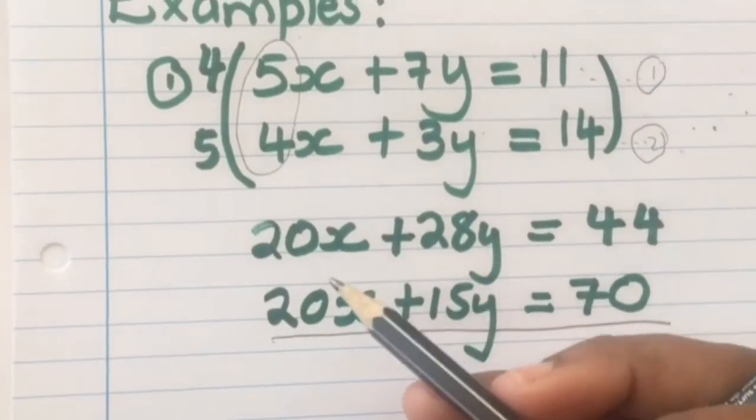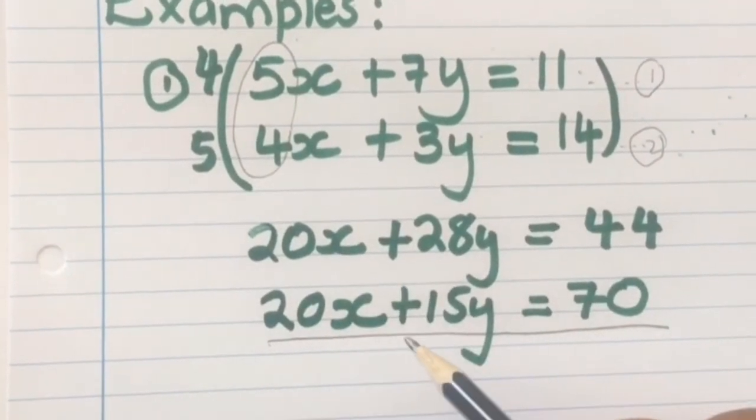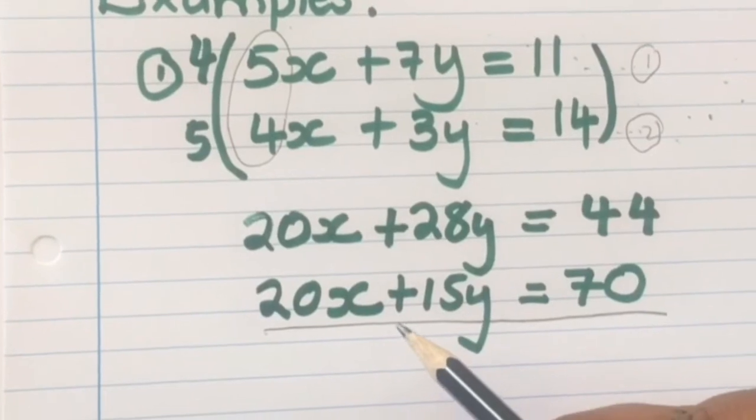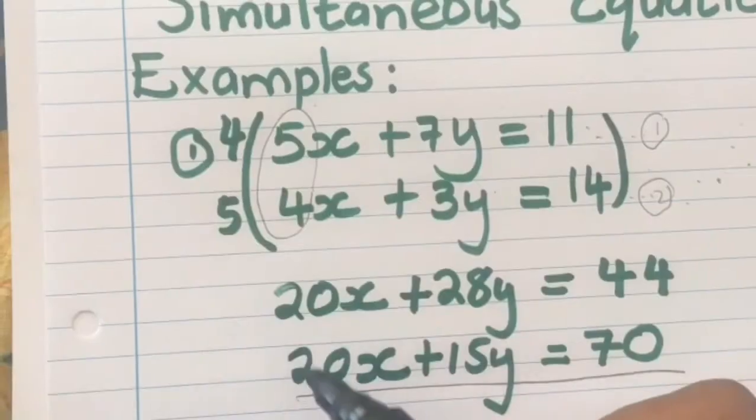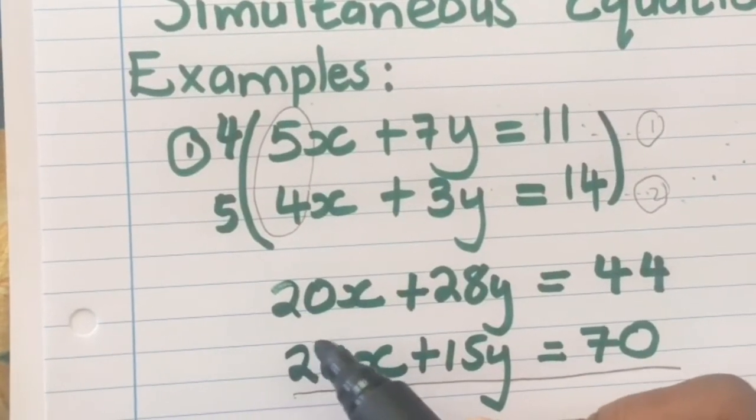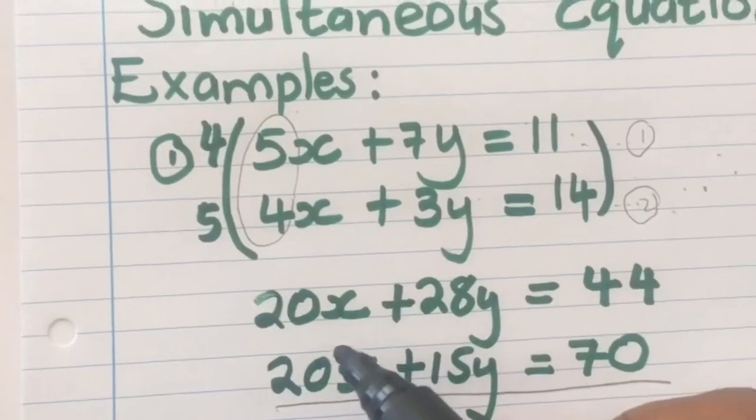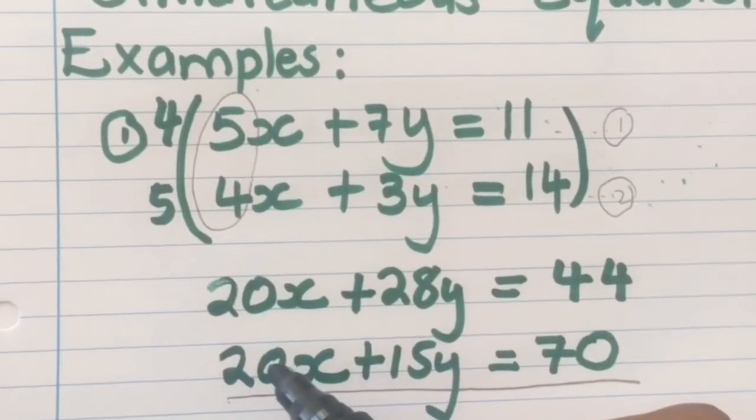Now, I see that there's a 20x here and a 20x here. Now I need to ask myself, for me to eliminate that 20x, what sign should I put between them so that they can take each other away, so that it can become 0? That's basically what I'm asking myself.